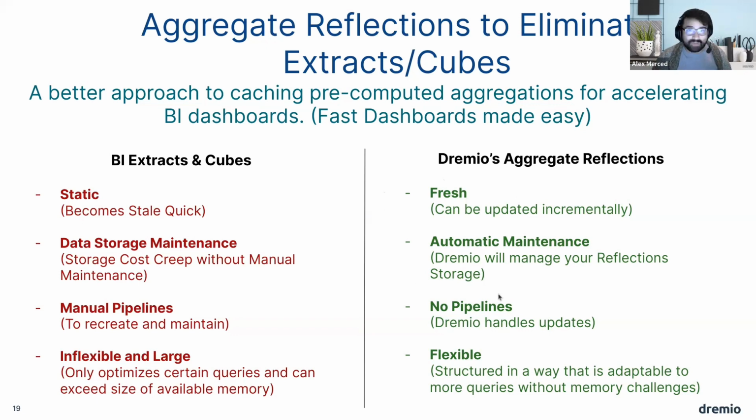Okay, it's doing all of this for you, so you don't have to write any manual code or pipelines. You just flip a switch. And it's flexible. It's actually going to structure how it holds that data in a way to avoid a lot of those memory issues. And Dremio's engine knows how to process that data so you're not running into the same kind of out of memory issues you would run into with BI extracts and cubes.